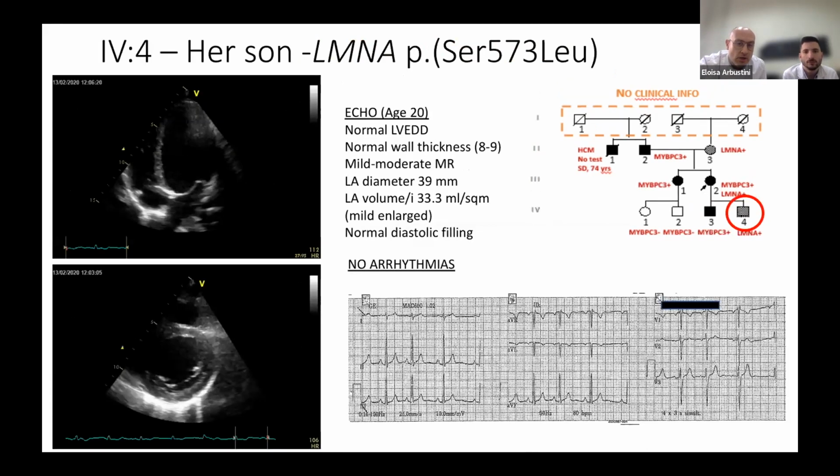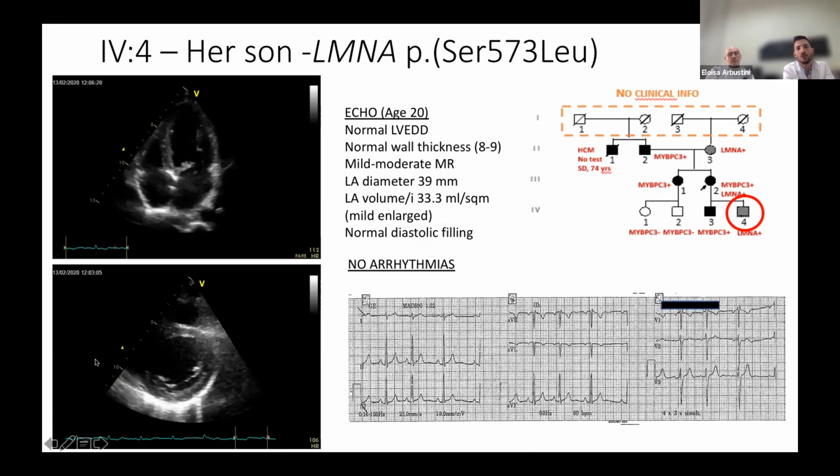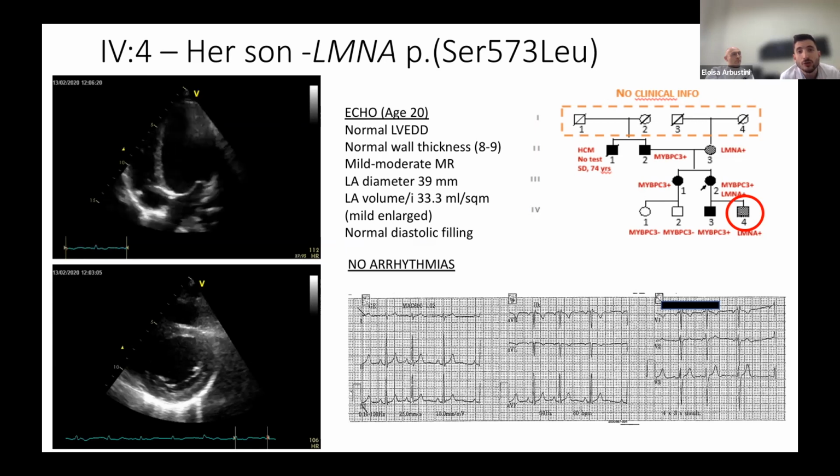The other son of our proband carries the VUS in lamin and does not show any typical trait of cardiomyopathy, nor any arrhythmias at the age of 20. From the echo, we can observe just a normal left ventricular ejection fraction, a mild left atrial dilation because of a mild to moderate mitral regurgitation, normal left ventricular wall thickness, and normal diastolic function.